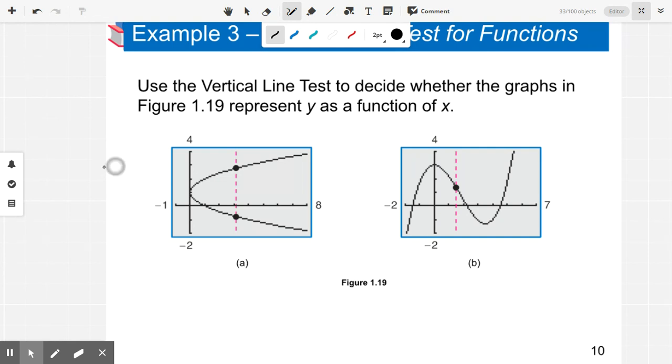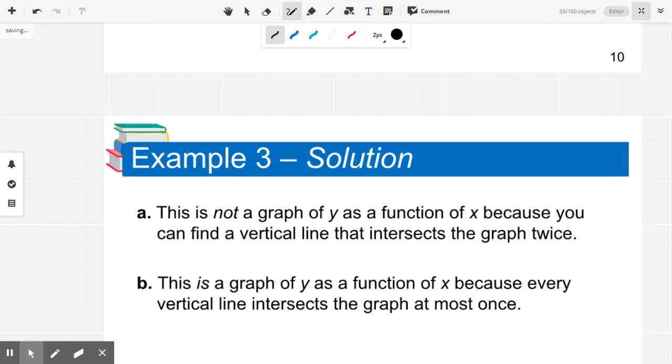This is not a function, right? And this one, at no point would that vertical line intersect that at more than one spot. So this one, yes, is a function. But we talked about that last time. So I'm going to move on past that.